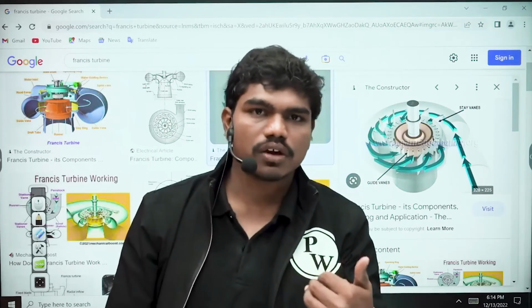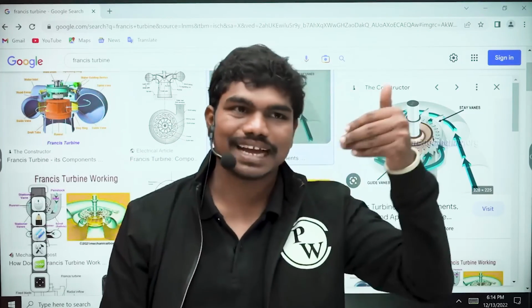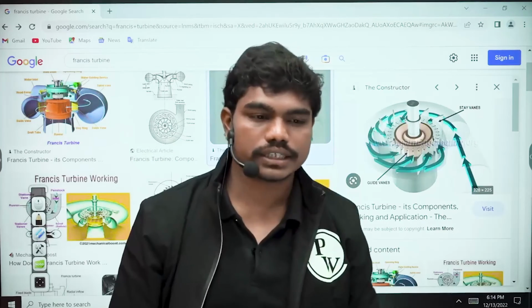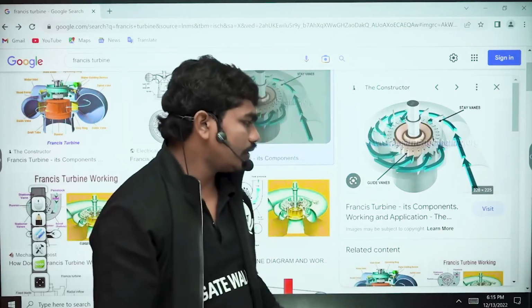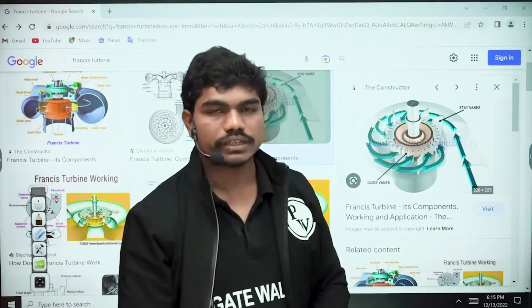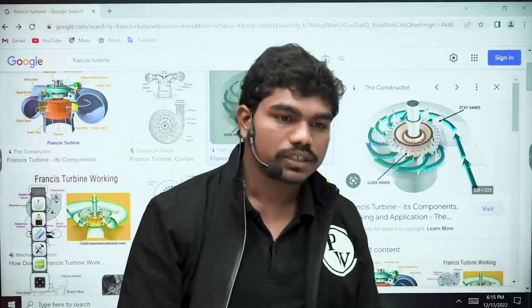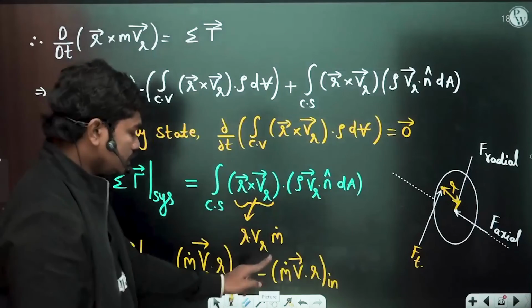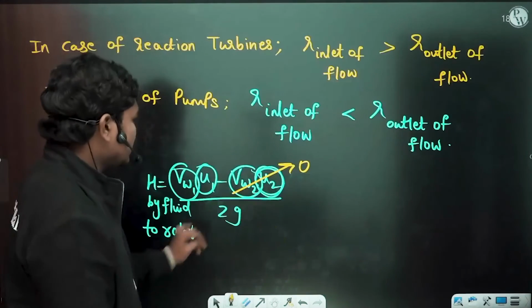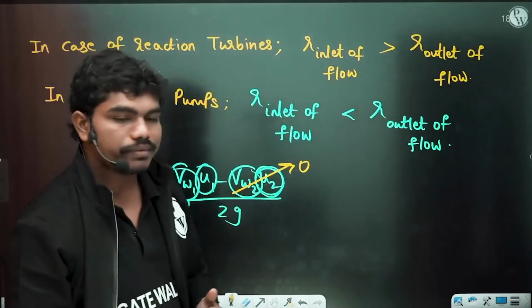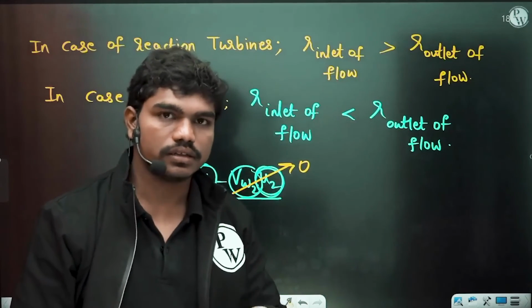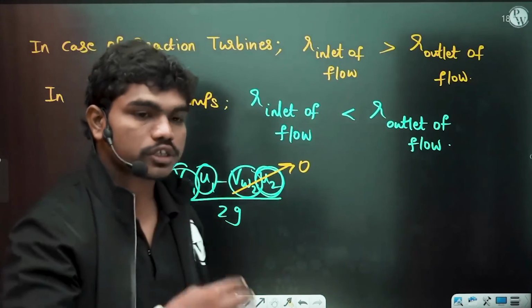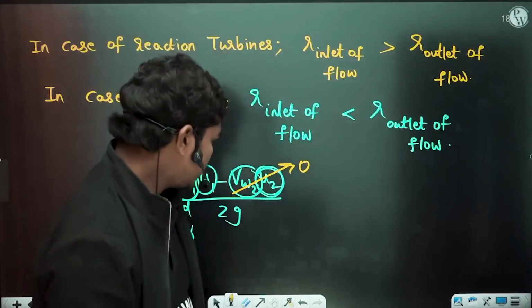Normally windmills and the like are axial cases, where fluid axially enters the blades. You will find more applications of this when you talk about hydraulic machines. So if you want to maximize the head, this VW2 is made 0 in this case, so that the head delivered by the fluid to the turbine will be very high. Okay, so this is the case.